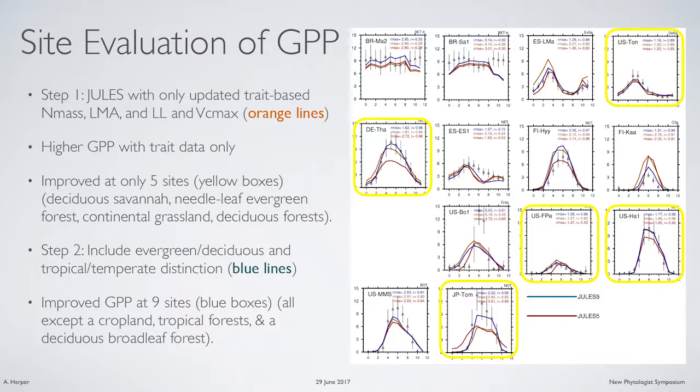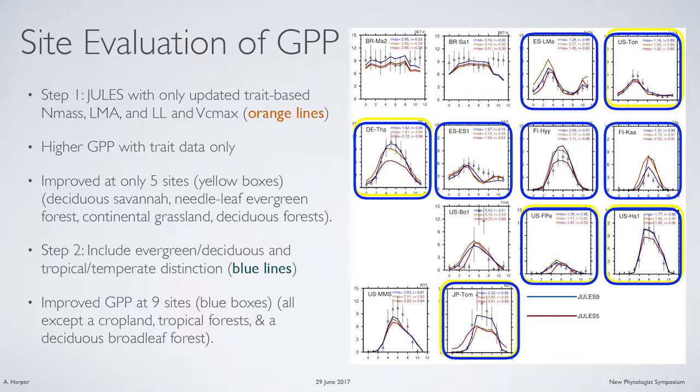lifespan, and Vcmax. It's a little hard to tell the difference between the red and the orange, but basically the orange is always the one that's higher because, as I showed, the Vcmax is higher with all of those PFTs. And so if all we do is include the trait data, then that improves GPP at only 5 of the sites. But then if we also include other changes, like updating the phenology and updating the difference between the temperate and the tropical evergreen trees, then we get the blue lines, which now has an improvement at 9 of the sites out of 13.